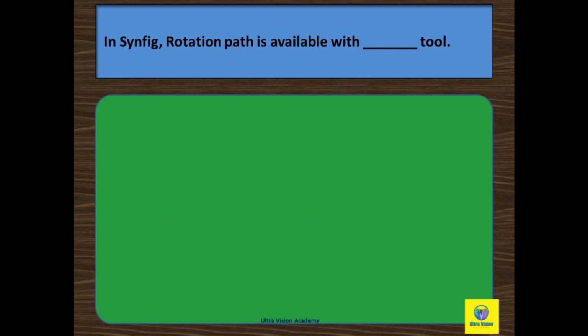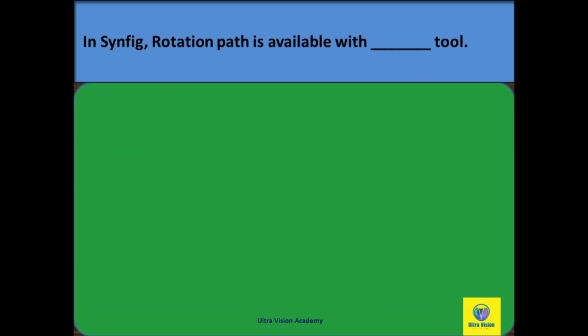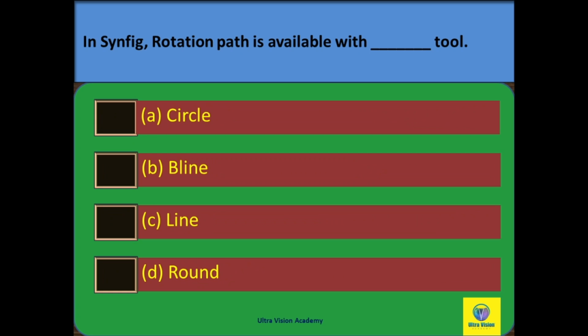Next, in Synfig, rotation path is available with dash tool. As we have discussed about the animation, a particular circle is rotating on a given path, a circular path that is given by us. So in that animation, the rotation path is available with which tool? Circle, beeline, line or round? See, we are discussing the path and not the circle. So the answer is beeline. So using beeline option, we can create a particular path.